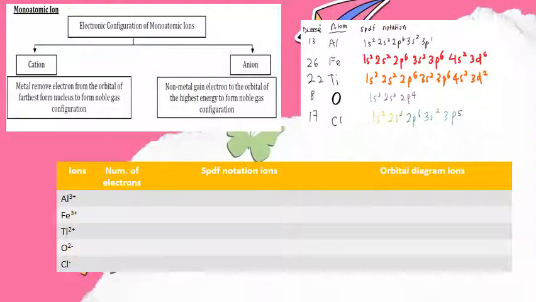Let's see the monoatomic ions. Kita ada dua, cation dan juga anion. Kita tahu kalau nak jadi cation, electron must be removed. Electron tu nak remove daripada mana? Electron must be removed from the orbital that is further from the nucleus.